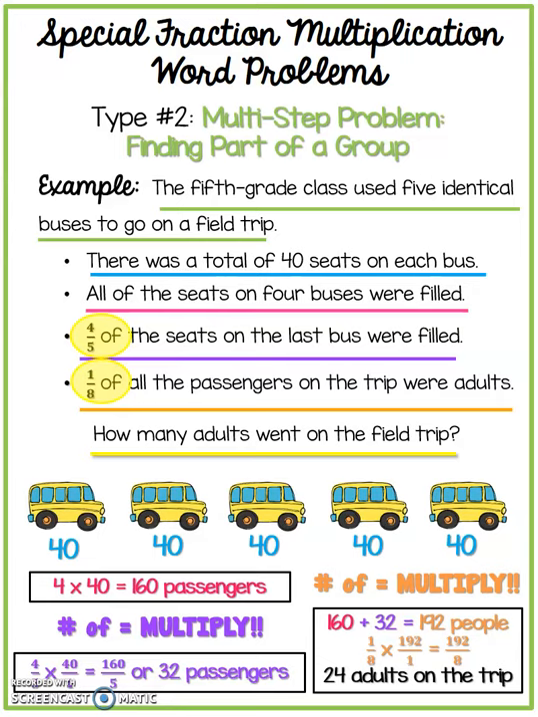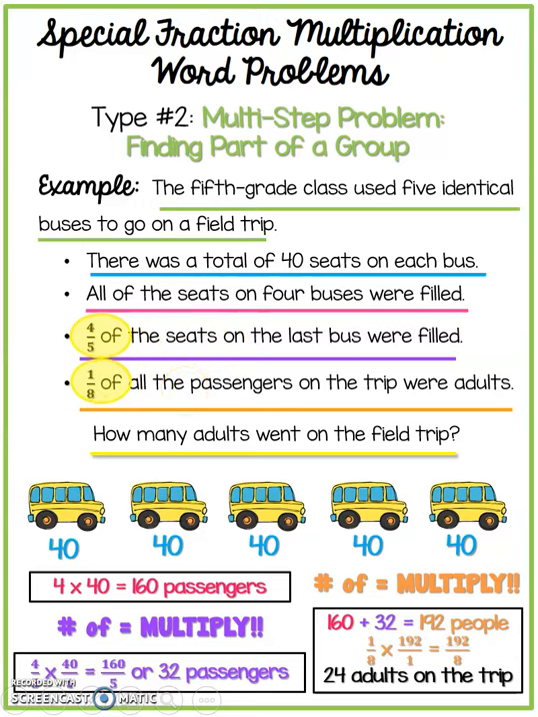So when you see a question like this, don't be intimidated. Just go line by line, and especially be on the lookout for that fraction of combination. You can always tell what it links to by looking what's right next to that fraction of. So here it was 4/5 of the seats on the last bus, and here it was 1/8 of all the passengers.